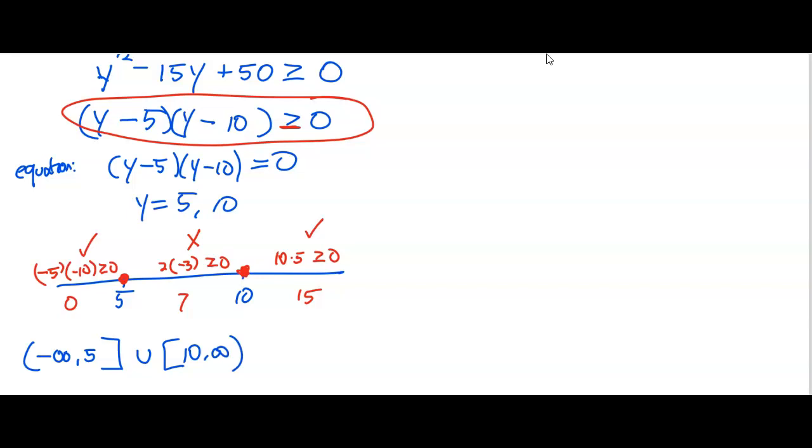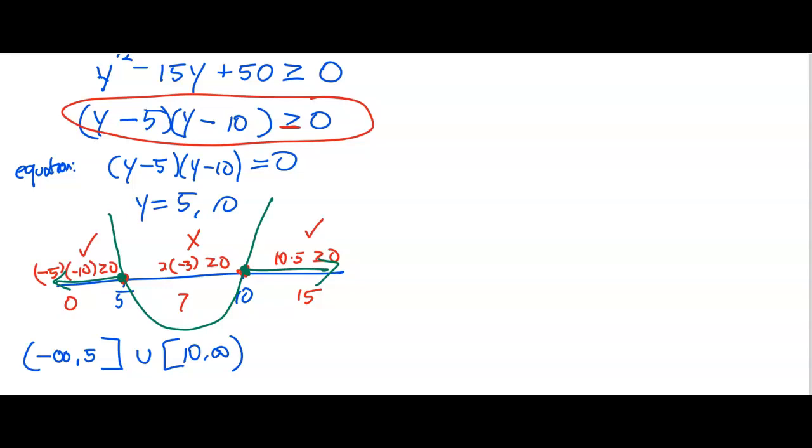Another way to get the correct answer once you have the numbers on the number line is to visualize what the parabola would look like. This is a y squared parabola, so it opens up, and these are the x-intercepts. So the y squared parabola would look something like that. And we're looking for where is it above the x-axis or on the x-axis. And so clearly this region and this region has the parabola above or on the x-axis, again giving us our solution.